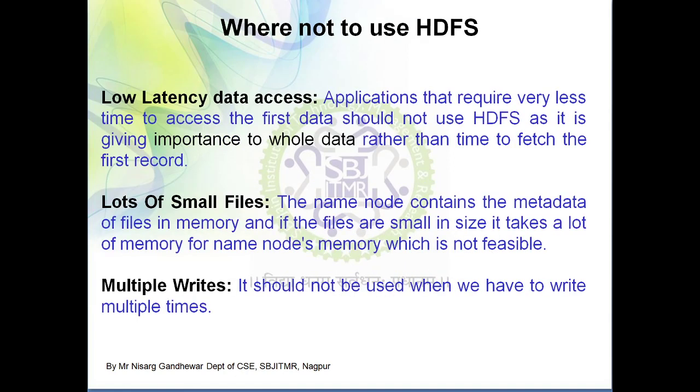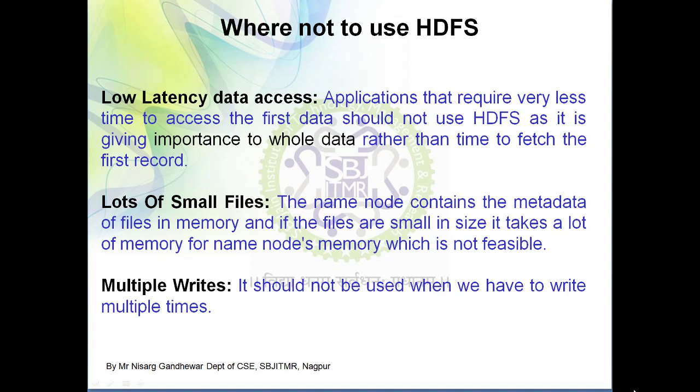Now next we need to understand where not to use Hadoop distributed file system, where it will not work or you will not get that much improved performance. First, low latency data access, that means applications which require very little time to access the first data should not use HDFS, as it gives importance to the whole data rather than the time to fetch the first record. This is an important point about where we cannot use HDFS.